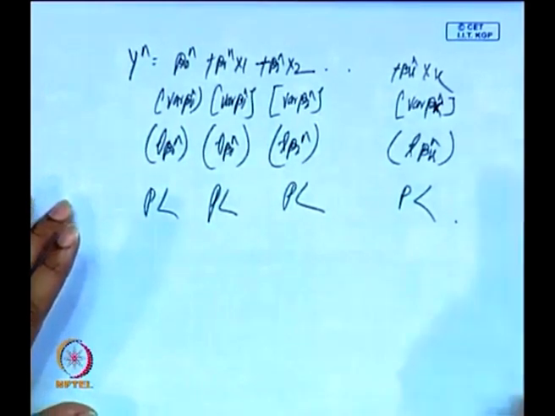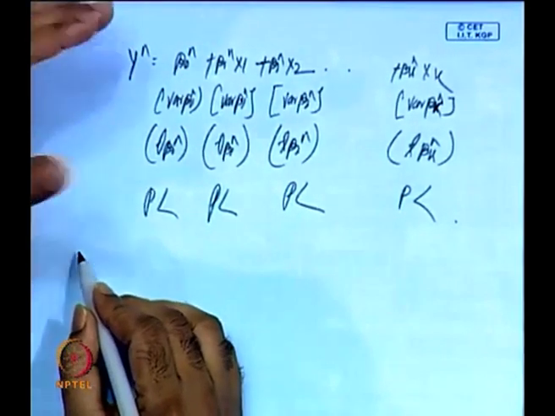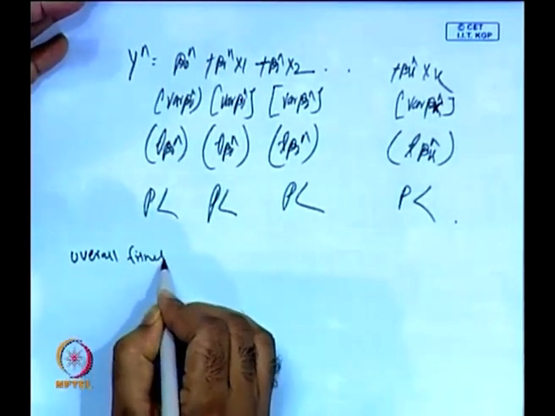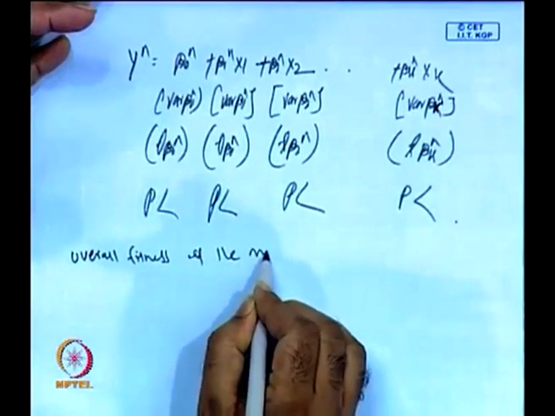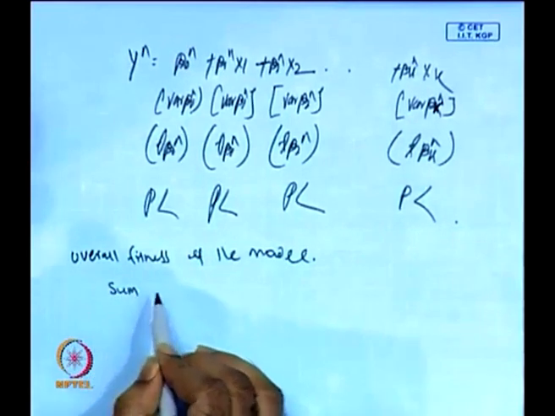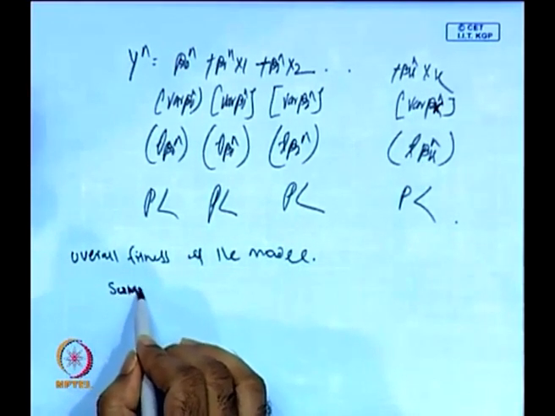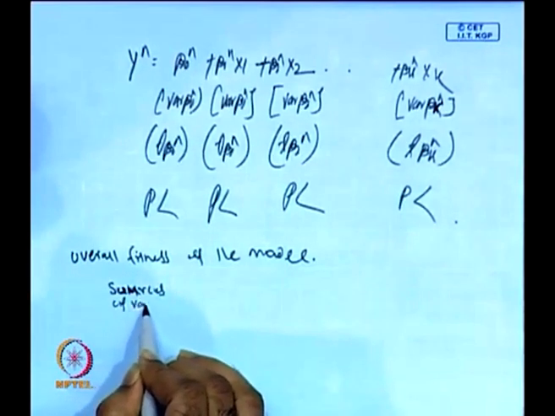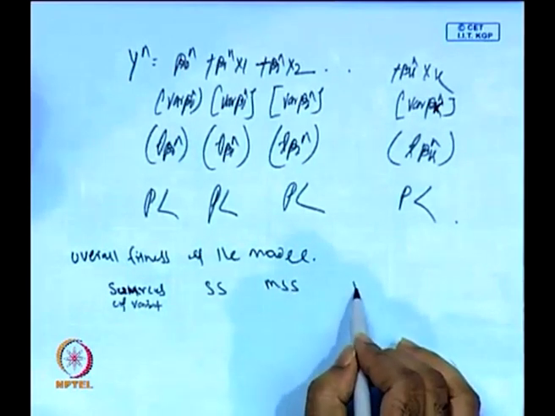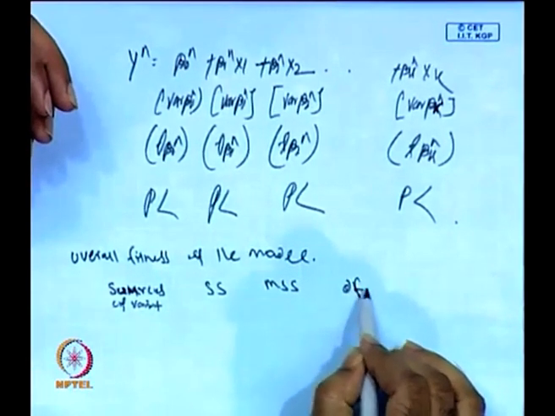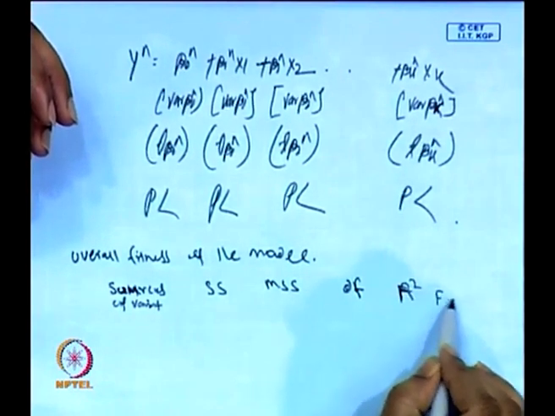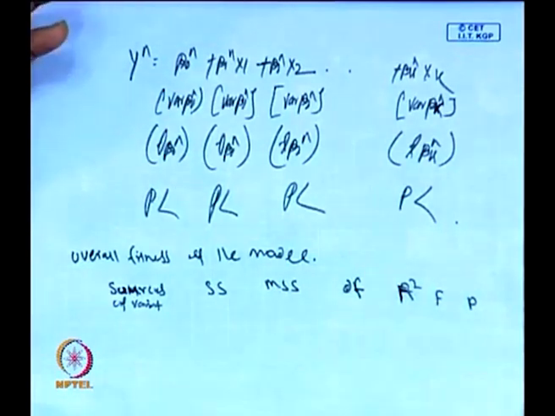The second part of the story is the question of overall fitness of the model. So, that is as usual. You have sources of variation, then sum squares, then mean sum squares, then degrees of freedom, and of course F statistics. First will be R square, then F, then the probability value of significance. This is how you have to proceed.